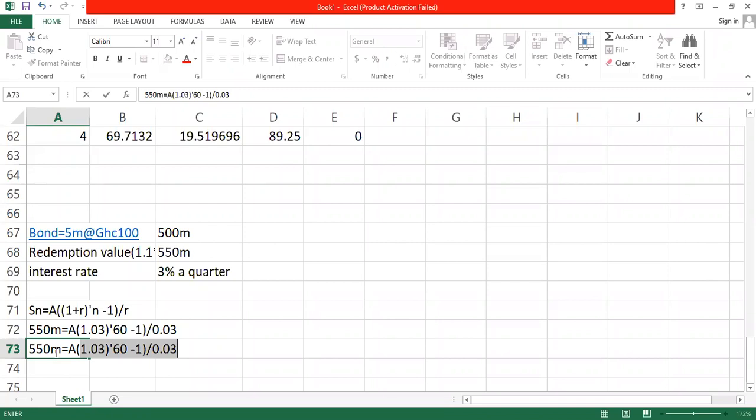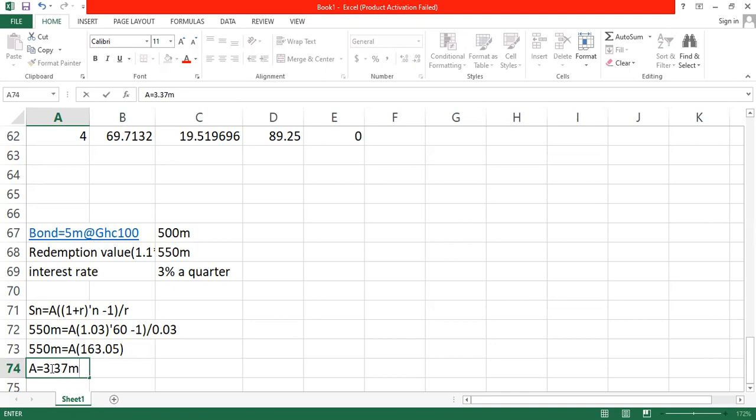So A is multiplied by 163.05. So what do we do to get the A? We divide both sides by 163.05. A is now 3.37 million. Yeah. That is the equal amount that you put into the fund.